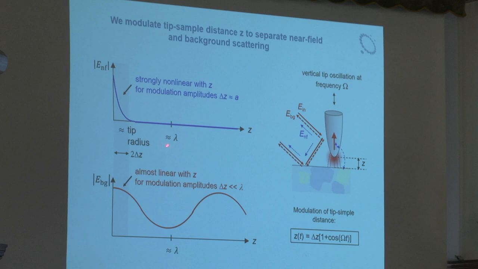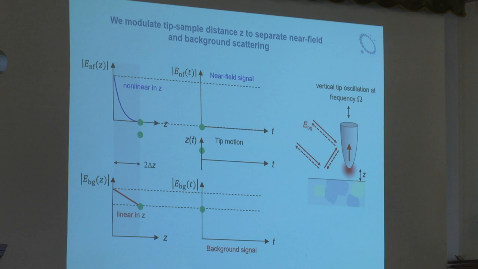If you now start to move the tip, which we're anyway doing because we operate in tapping mode, moving the tip up and down, we see that the tip goes through a field that is strongly nonlinear with distance, while here it is pretty much linear, right? And now, this is schematically drawn.